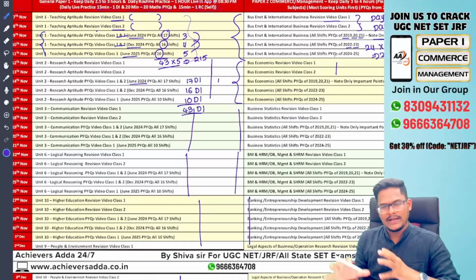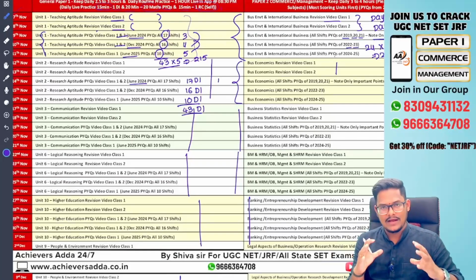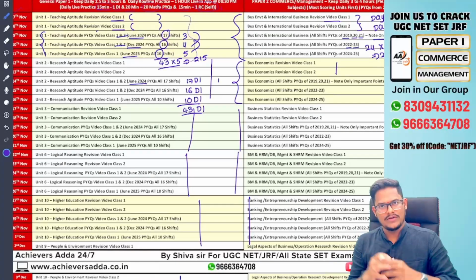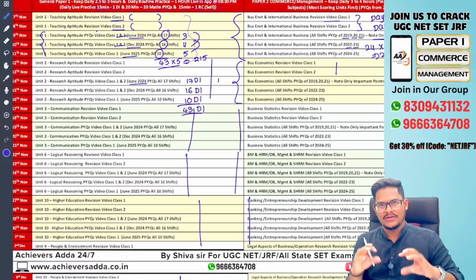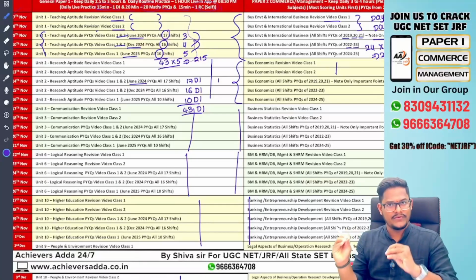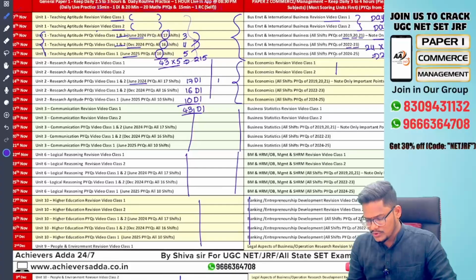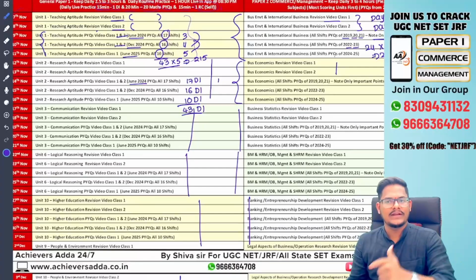If you make a momentum like this, 2 hours or 2.5 hours for paper 1 and 2 hours, 2.5 hours for paper 2, if you can implement the 5 hours plan every day till 50 days, till the 31st of December, then you will be able to complete all the topics with confidence. You can go for the exam.